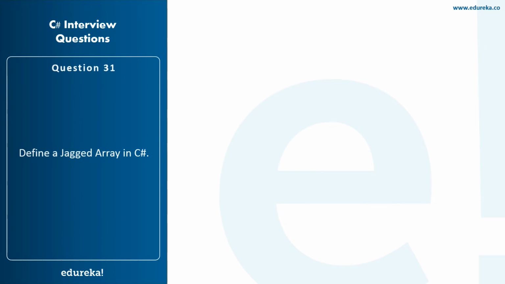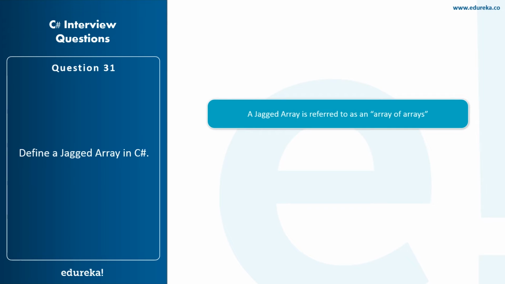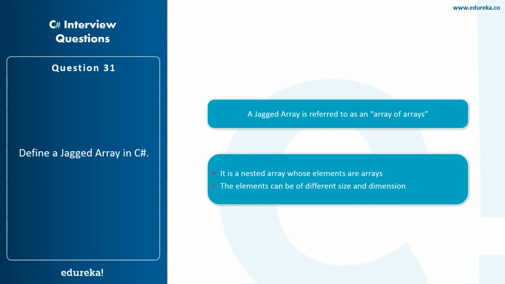My next question is define a jagged array in C Sharp. Well, a jagged array is referred to as an array of arrays. You can also call it a nested array whose elements are arrays. The elements can be of different dimensions and sizes. So it can be a multi-dimensional array or any type of array. The length of each array can differ. Here I have given a small example, or I can say a syntax of a jagged array, in which I have defined int jag array, instantiating a new int, with the other array part empty.